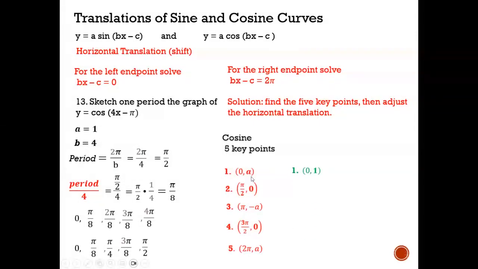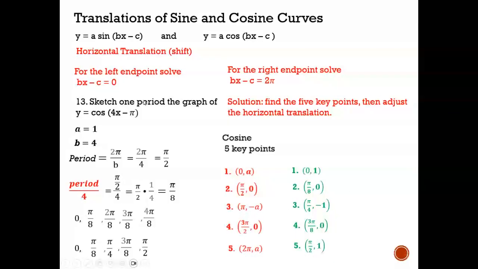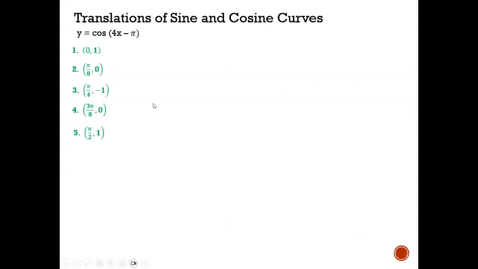So my first key point is at 0, and 0 goes with a, so (0, 1). My second point will start with the pi over 8 that I got here, but that's going to go with 0. My third key point right here goes with pi over 4, but then it's negative a, negative 1. My fourth key point is going to have 3 pi over 8 and then 0. And then my last key point starts with pi over 2 and with the a value again, 1. So I got the 5 key points. Again, I have not accounted for this minus pi, which shows a horizontal shift, but I think it's easier to start this way.